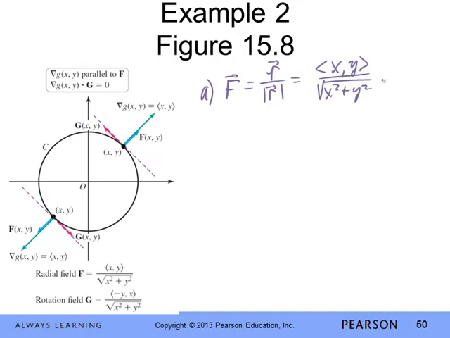Now, this being a radial vector field, you see the light blue vector right there? Vector field x comma y is going to be pointing directly in.